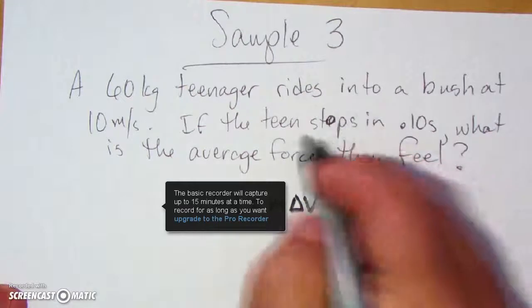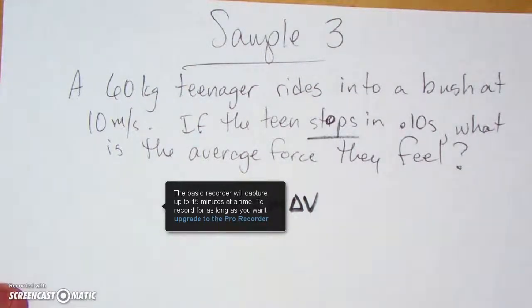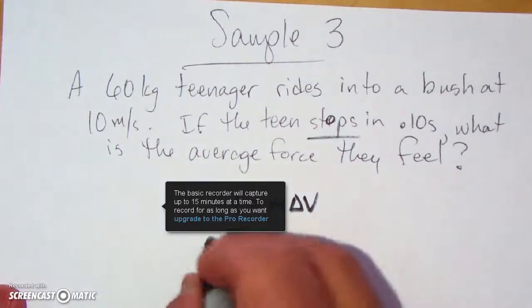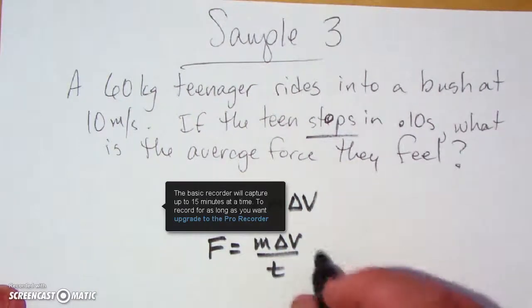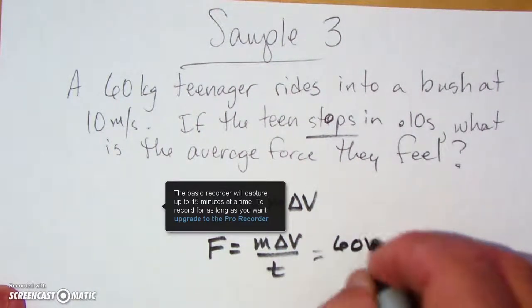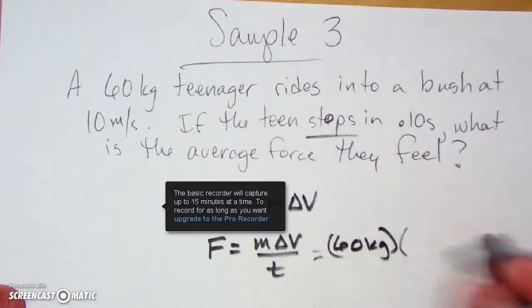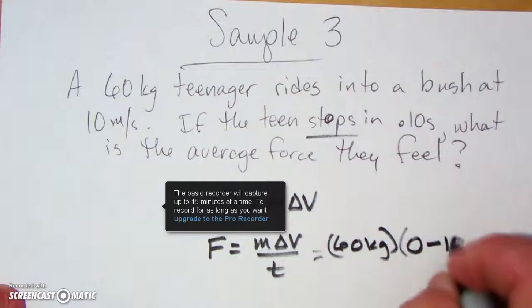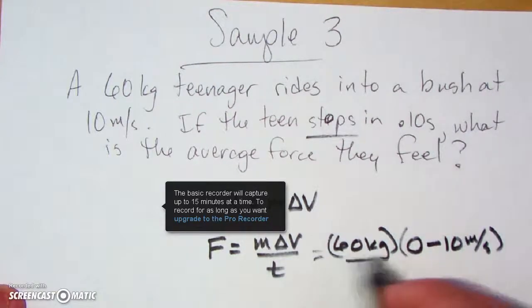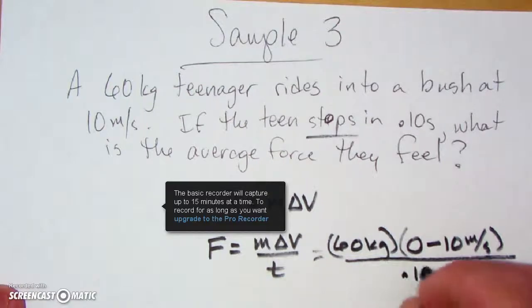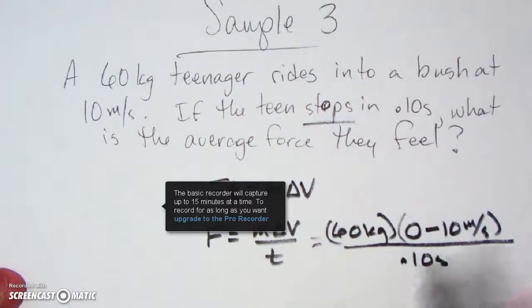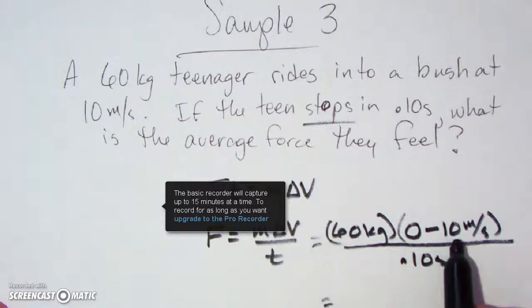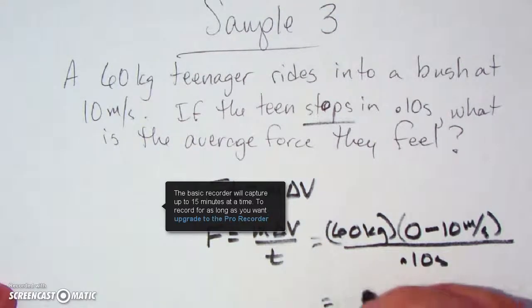And the other thing is to look for those key words like stop. That's going to tell you something. I'm looking for F. So F is equal to m delta v over t. You know all those things, so we just plug and chug. 60 kilograms. Now, vf is going to be final minus initial. 0 minus 10 meters per second divided by the time of 0.10 seconds. So I have 60 times, well, 10 divided by 0.1 is 100. So I feel a force of, make sure I'm doing that right, 60 times 10 is 600 divided by 0.1 is 6,000.